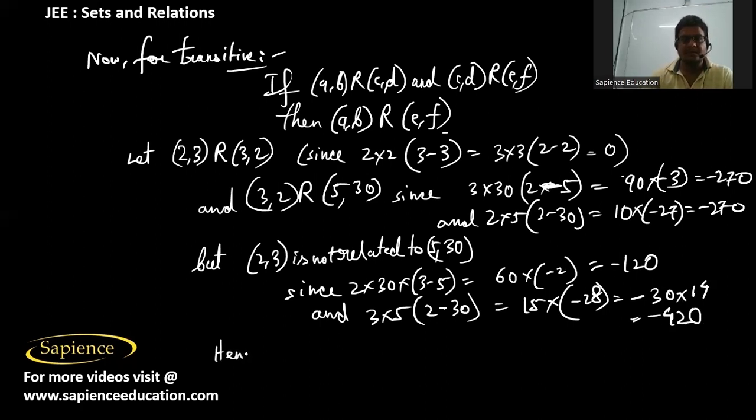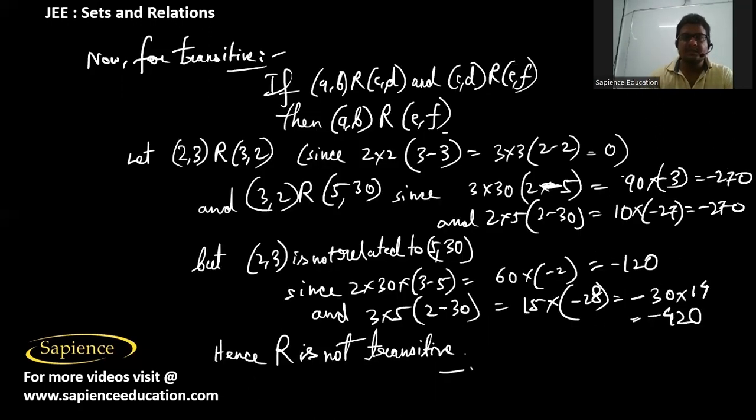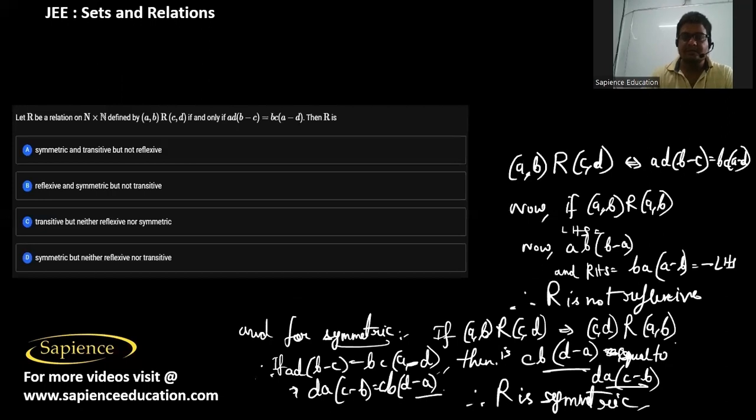So hence the relation R is not transitive. So it means that the relation R is symmetric but neither reflexive nor transitive. So option D is the correct answer.